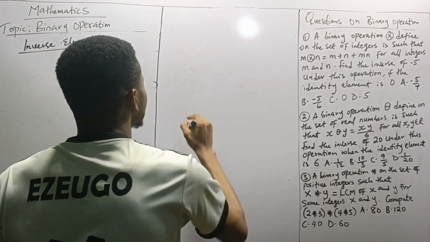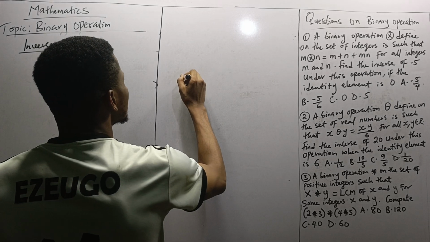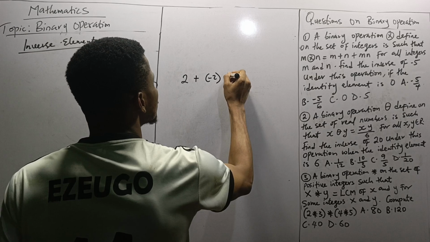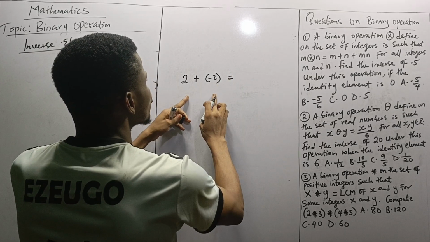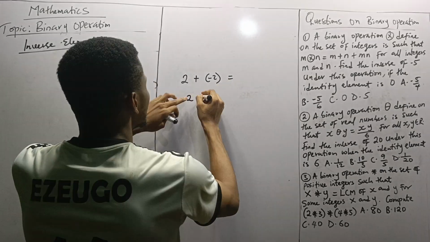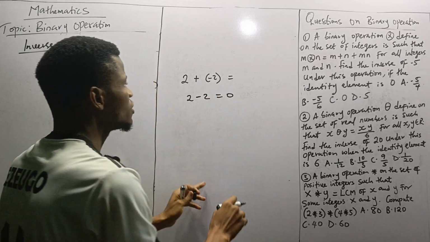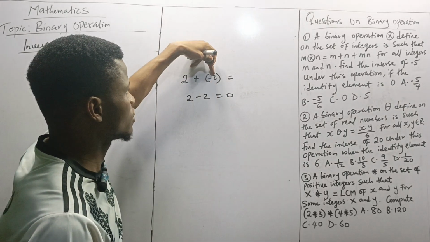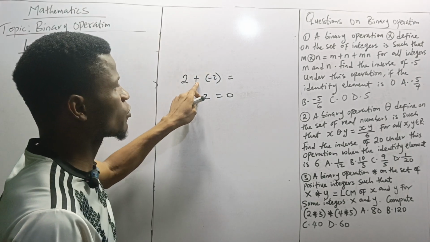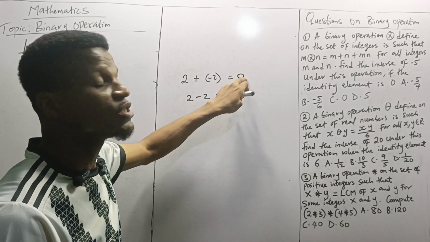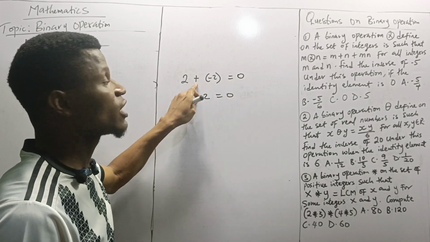Now, assuming that 2 is an element and there is another element, let me say minus 2. So let me say we added these two. If we add these two, it will be 2 plus times minus is minus, so 2 minus 2 is 0. You can see that this was added to this under addition operation and it gave us what? 0. And 0 is what? Is a neutral element under addition operation.